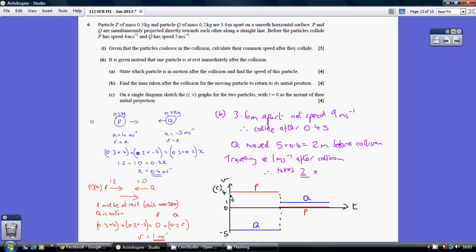Now part C, this is our sketch. So P starts off at 4 meters per second positive, but then goes to 0. Q starts off at minus 5 meters per second, but ends up travelling at plus 1 meter per second. So the graph should look like this. For what it's worth, you could have put in a value here for T being 0.4, but you don't need to.